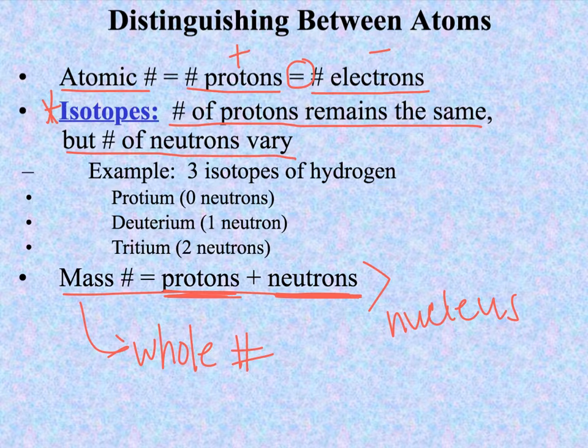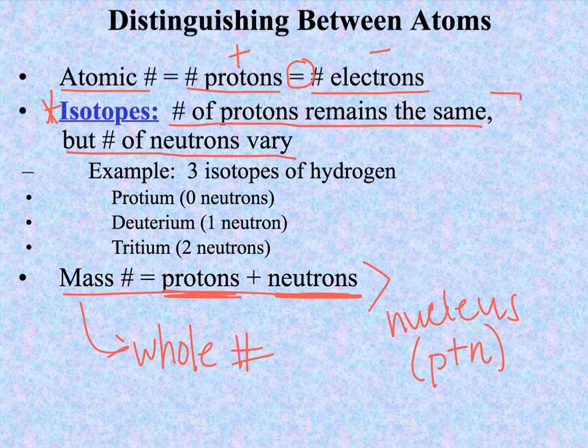Now, the electrons, we're not saying that the electrons don't have mass. They do, but their mass is considered to be so insignificant that we don't even count it. So protons and neutrons, once again, are found in the nucleus. You add those two things together and we get the mass.